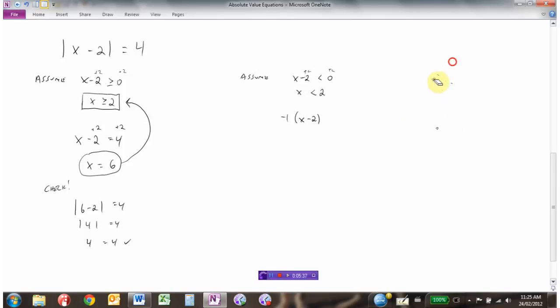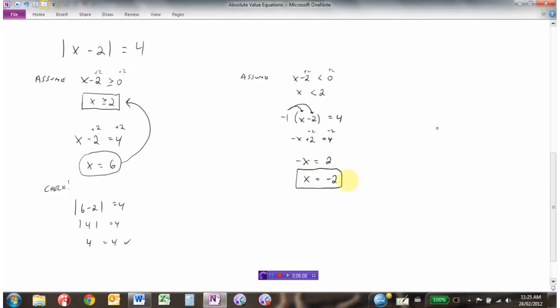So now that we know that this is going to be negative, we're going to take x minus 2 and multiply it by negative 1 and solve our equation. So negative 1 times x is negative x. Negative 1 times negative 2 is positive 2. And finally, we can minus 2 from both sides here, trying to isolate x. And then we can divide by negative 1 to get x equals minus 2.